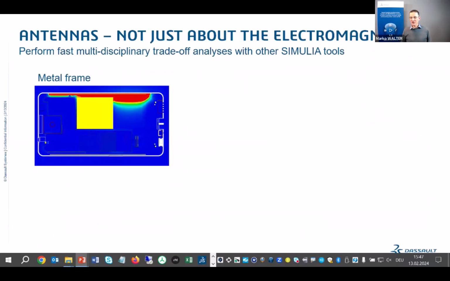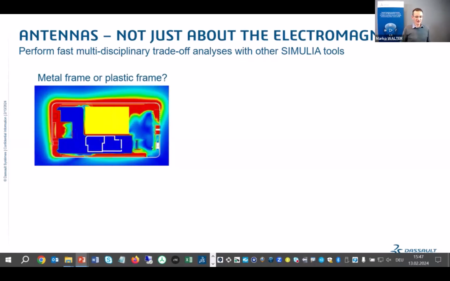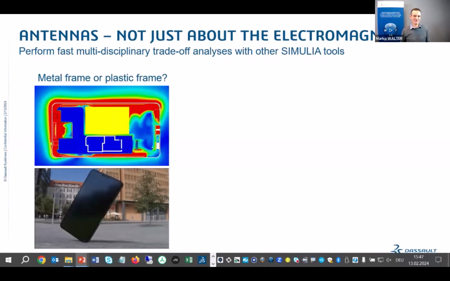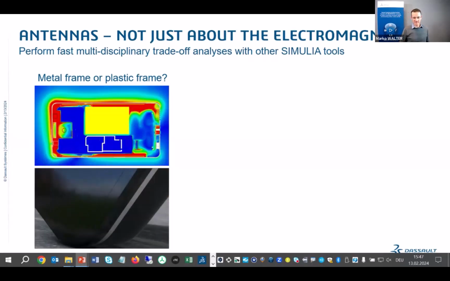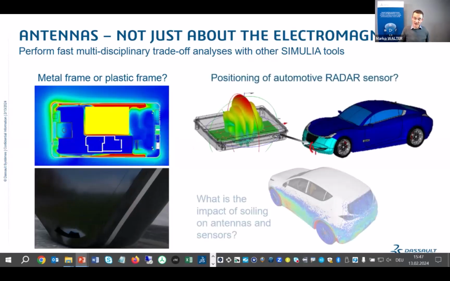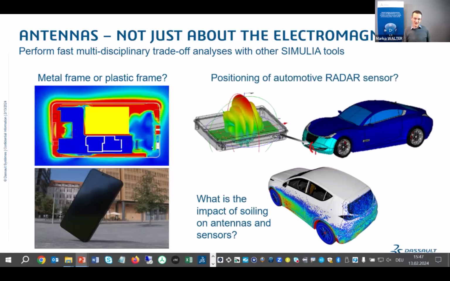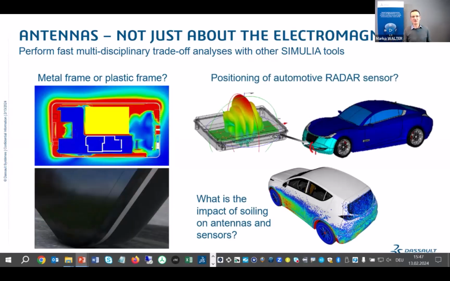Finally, antennas are not just about the electromagnetics, and it's not something that we're talking about too much today. We're focusing really on electromagnetics today, but we potentially have to decide, if I drop my phone, is a metal frame or a plastic frame going to be better to make sure it doesn't break? And how does that affect my antenna design? If I place an antenna in the car, the automotive way, if I position that in a certain place in the bumper, what's going to be the impact when I drive through the rain or through the mud? Is that area going to get covered by mud and prevent the operation of the antenna?